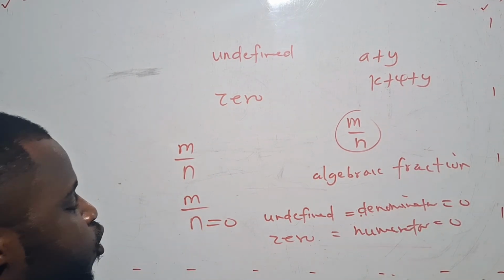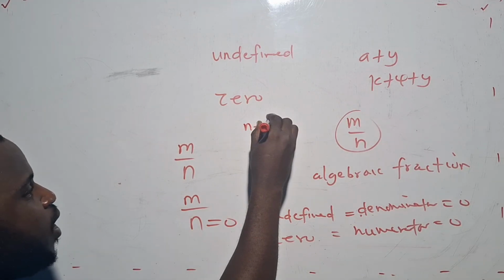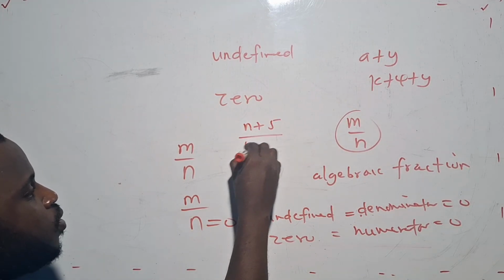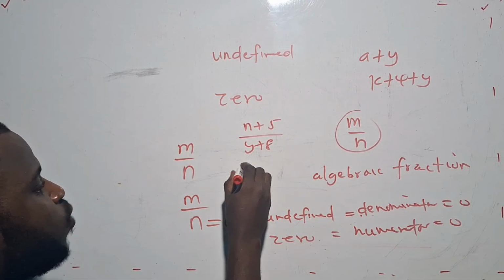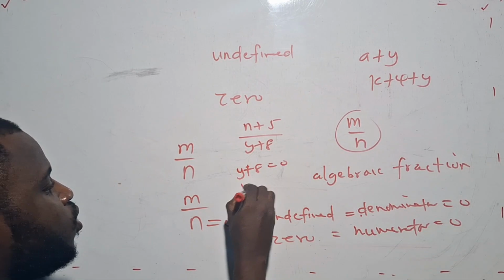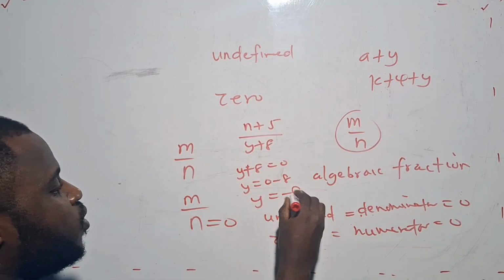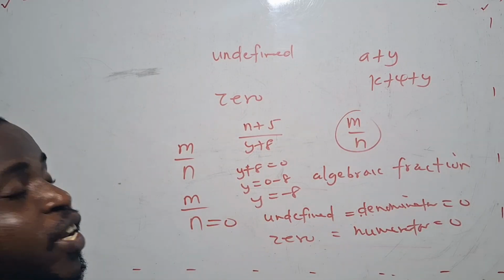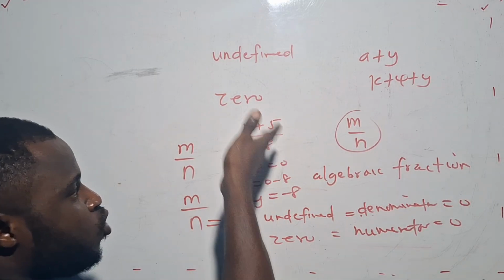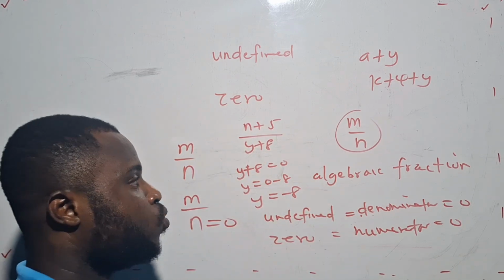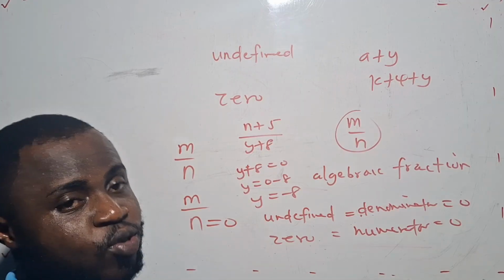So when you see an expression, maybe n plus 5 over y plus 8, and they say solve this when it is undefined, you just write y plus 8 is equal to 0. So y is equal to 0 minus 8, so y is equal to negative 8. So it is undefined when y is equal to negative 8. And to solve when it is 0, in the same way, you equate the numerator to 0 and you solve it.